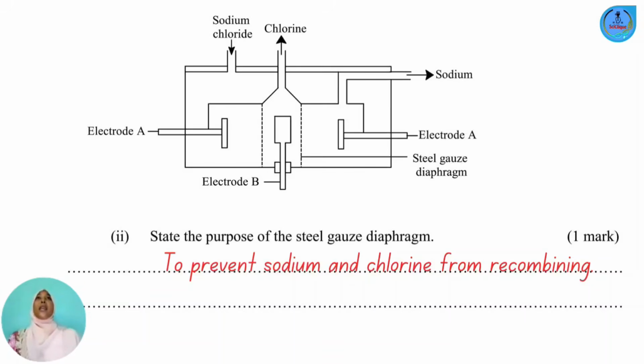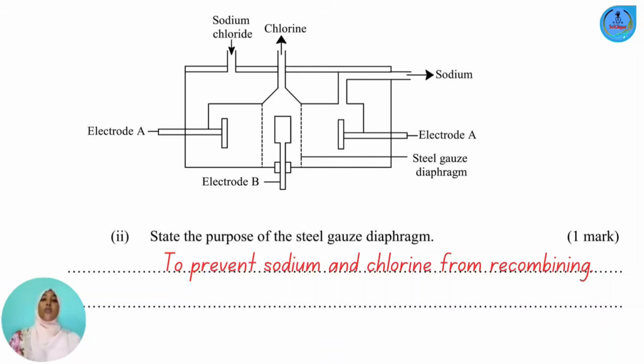Because this is for the extraction of sodium. Our final product has to be sodium. So we need these two separated so that we can end up collecting sodium separately and chlorine gas. Of course, chlorine gas is not going to be allowed to escape, right? It's usually scrubbed to prevent its release into the surroundings since it's a pollutant.